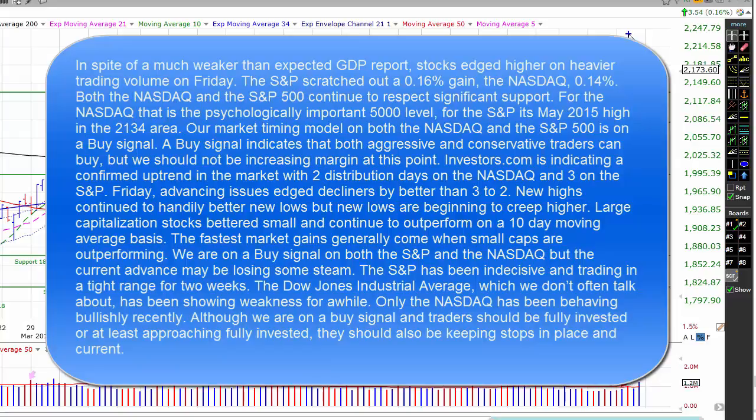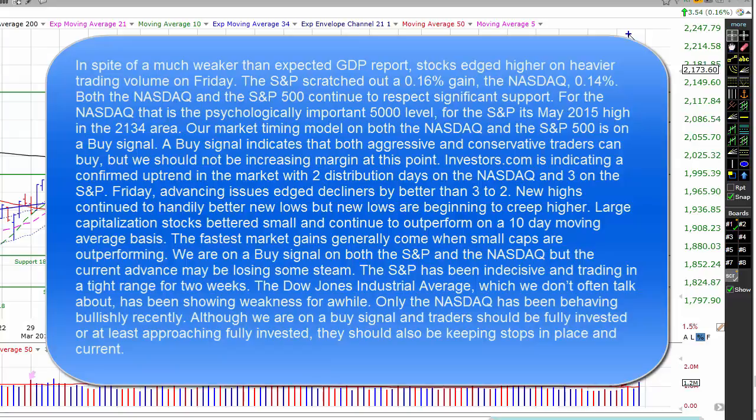A buy signal indicates that both aggressive and conservative traders can buy, but we shouldn't be increasing margin at this point. Investors.com is indicating a confirmed uptrend in the market with 2 distribution days on the Nasdaq and 3 for the S&P 500. Friday, advancing issues edged decliners by better than 3-2. New highs continued to handily outperform new lows, but new lows are beginning to creep higher. Large capitalization stocks bettered small and continue to outperform on a 10-day moving average basis. The fastest market gains generally come when small caps are outperforming.